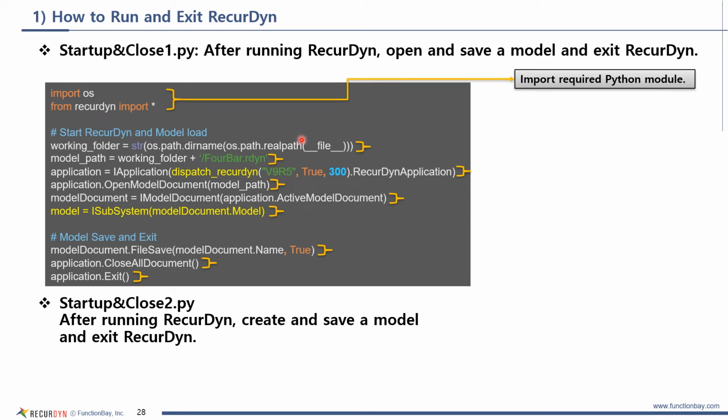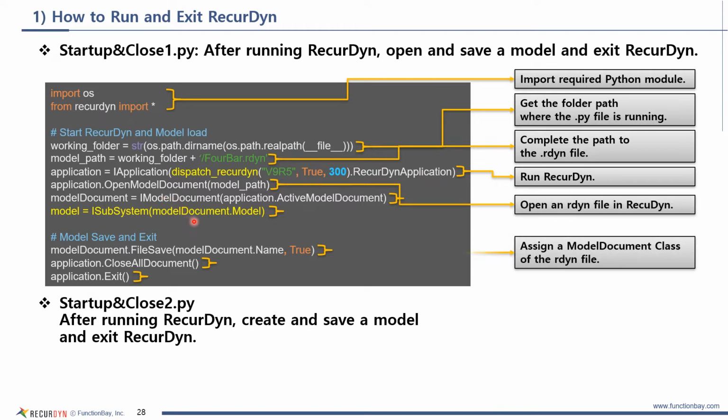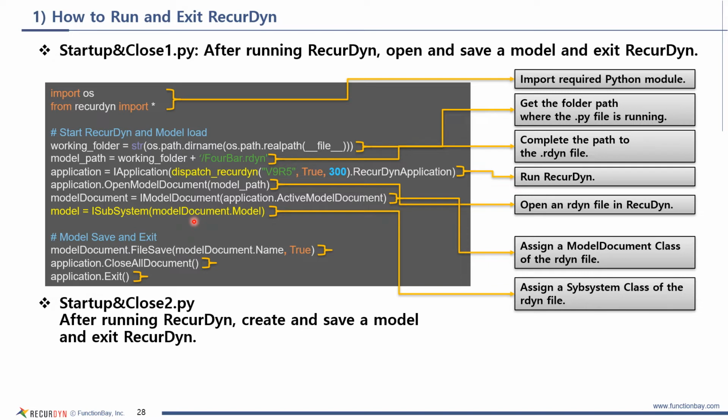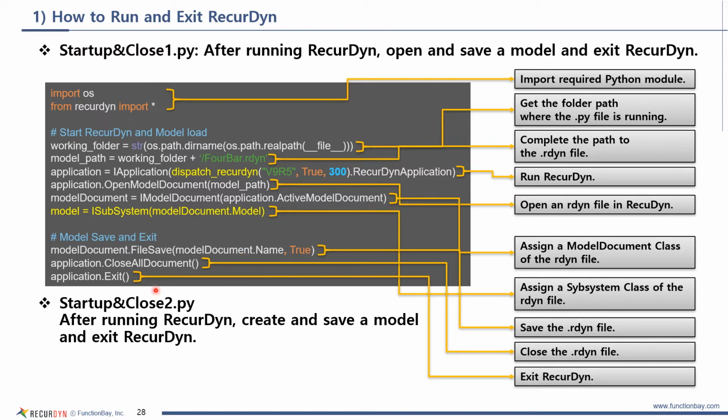The code you see here is for executing and exiting RecurDyn. First, this code imports the required modules, and this is necessary to use the RecurDyn library. Then, get the path where the py file is running. Complete the full path of the RDYM file to be opened. The dispatch RecurDyn function executes RecurDyn. Afterward, specify model document and model as iModelDocument and iSubsystem class. Save the model and close the RDYM file. Finally, exit the application.